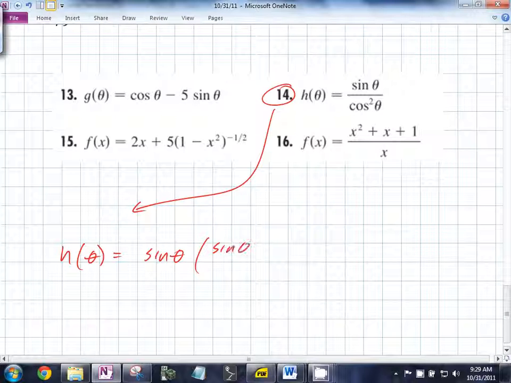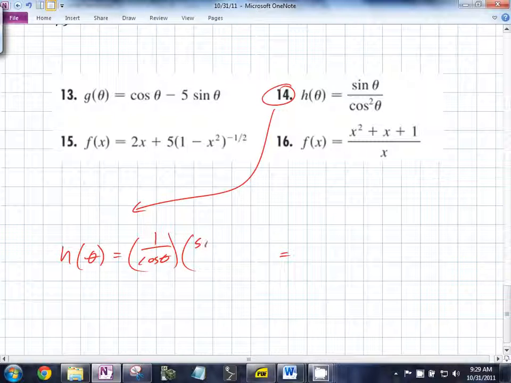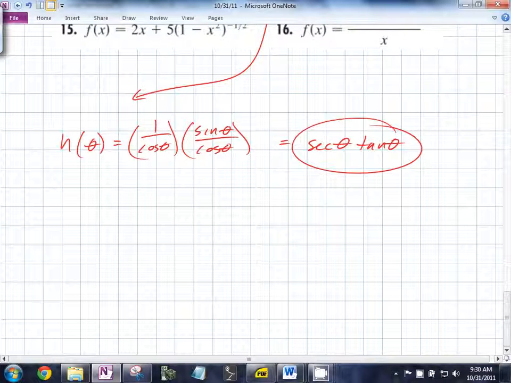Okay, so that's equal to... No, 1 over what? You had it right. It's 1 over cosine times sine theta over cosine. Good. So what's 1 over cosine? Secant theta. And what's sine over cosine? Tan theta. Okay, so you're trying to find the derivative of what is that? Secant theta. So therefore, h of theta is secant theta plus c.